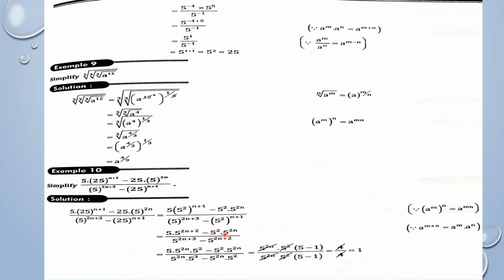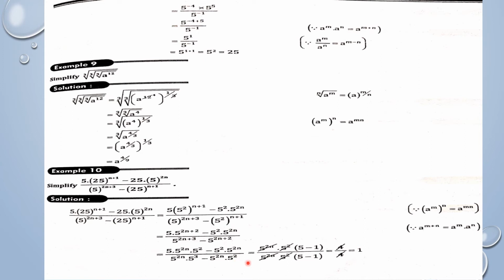Next, 5 square into 5 to the power 2n. Once again here also it will be the same rule, 2n plus 2. So this 5 is common for 2n and as well as for 2. So this can be written as 5 to the power 2n into 5 square. Why? Because a to the power m plus n can be written as am into an. So in the same way, 5 to the power 2n into 5 square minus 5 square into 5 to the power 2n, and once again 5 to the power 2n plus 3 can be written as 5 to the power 2n into 5 to the power 3 minus 5 to the power 2n into 5 square.